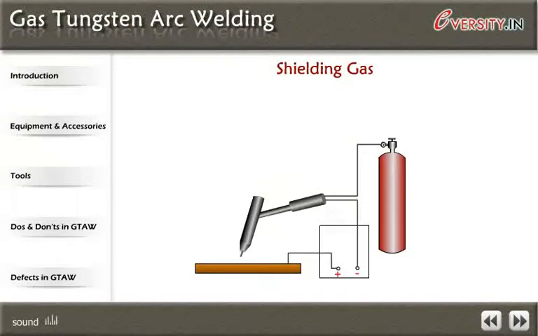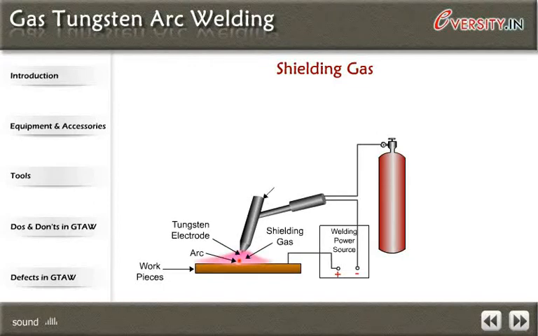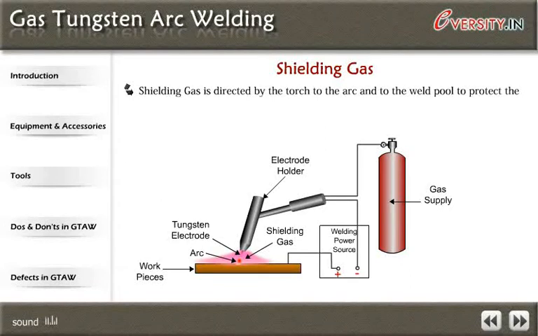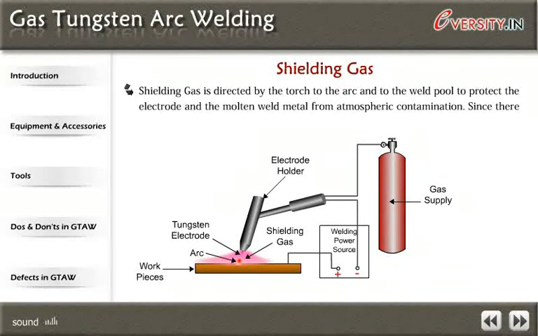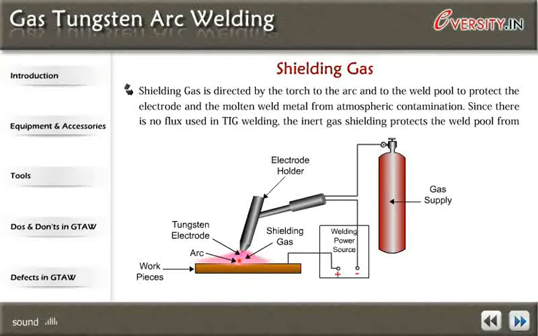Shielding gas. Welding power source. Workpieces. Arc. Tungsten electrode. Shielding gas. Electrode holder. Gas supply. Shielding gas is directed by the torch to the arc and to the weld pool to protect the electrode and the molten weld metal from atmospheric contamination. Since there is no flux used in TIG welding, the inert gas shielding protects the weld pool from oxidation.